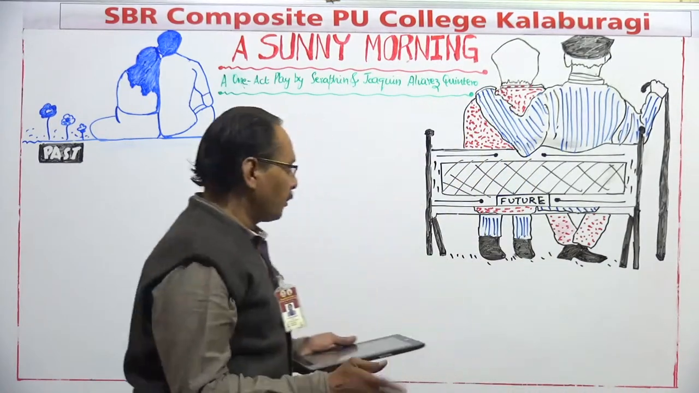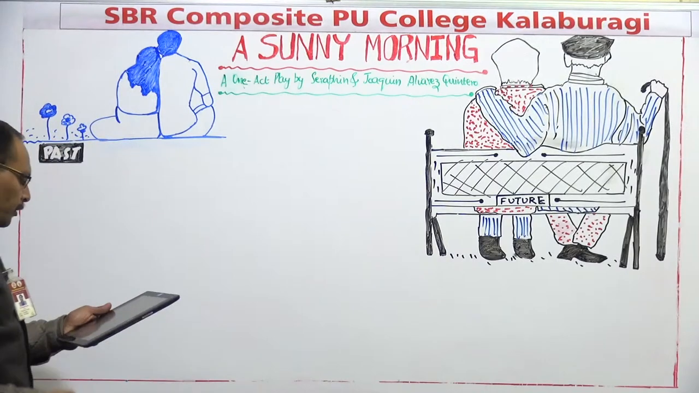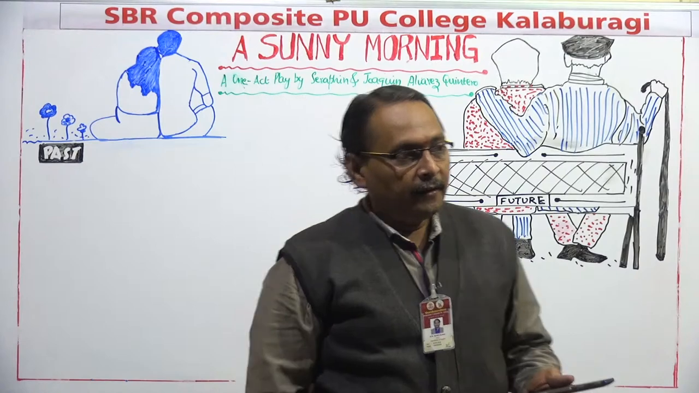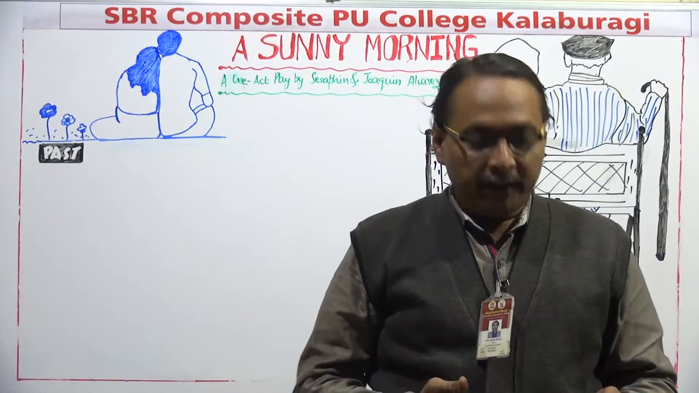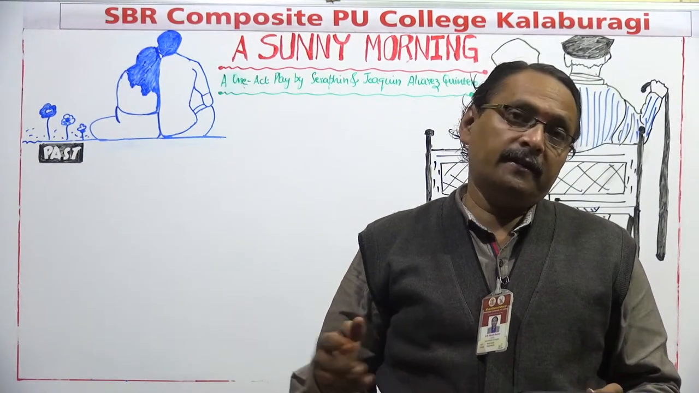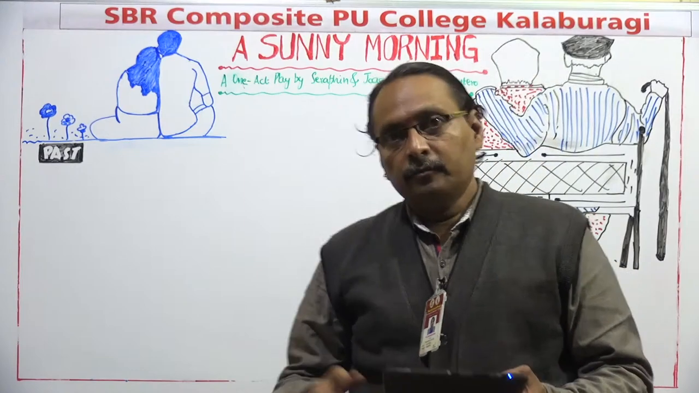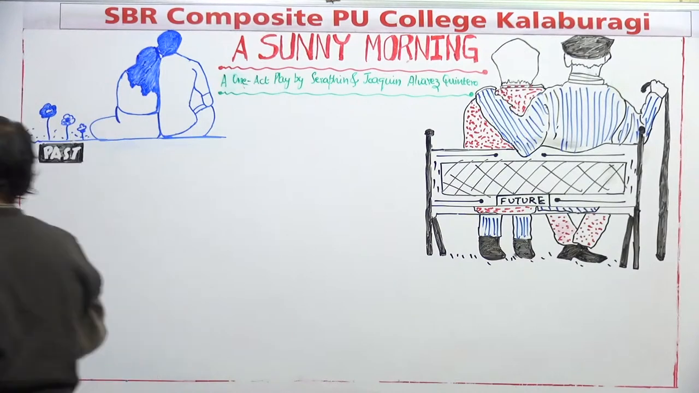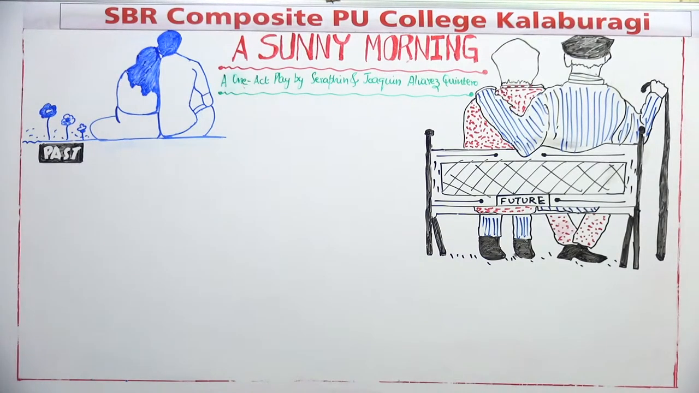So Don and Donna. And you have two more characters, none other than the servants. Petra is the servant maid, and Johnito is Don Gonzalo's servant. So how this particular play is going to start, with what kind of note, we are going to see here.